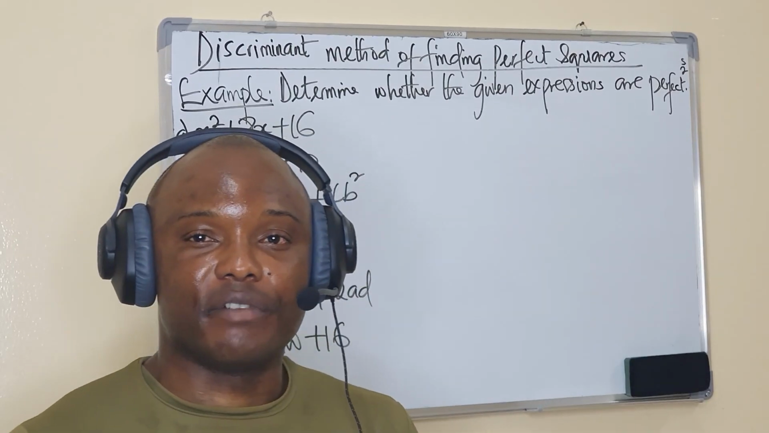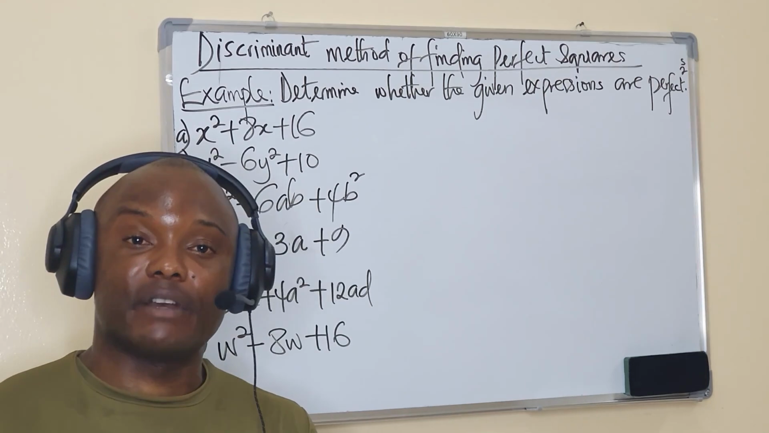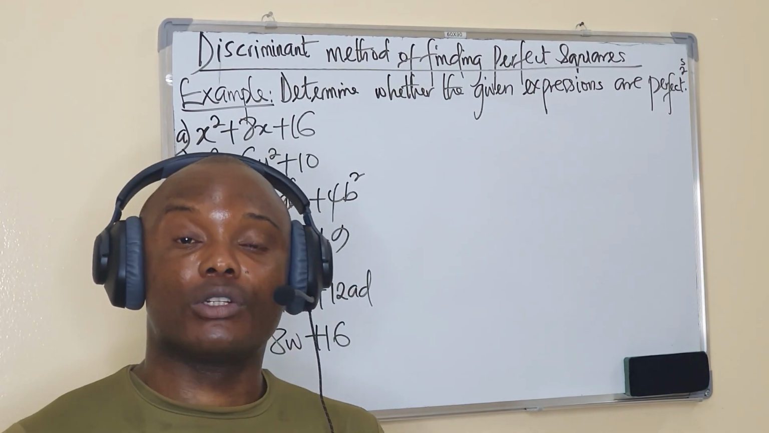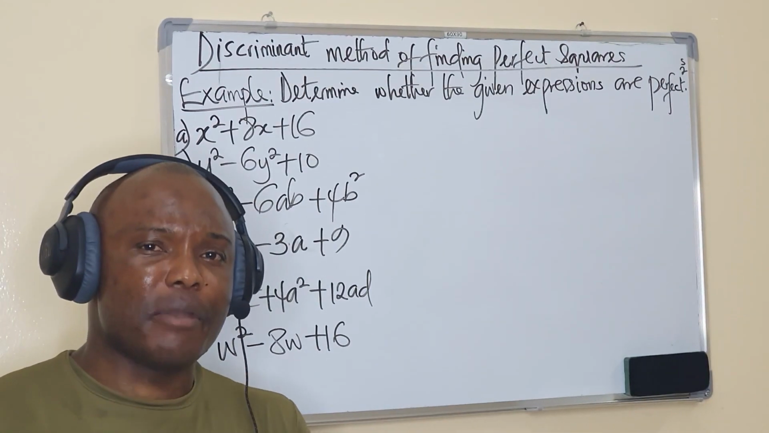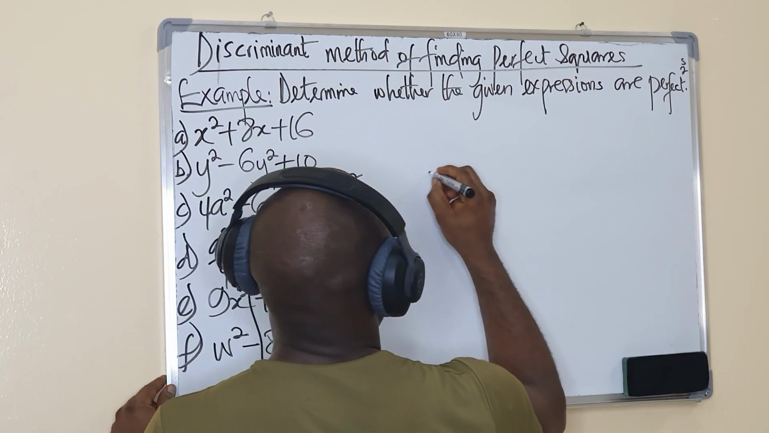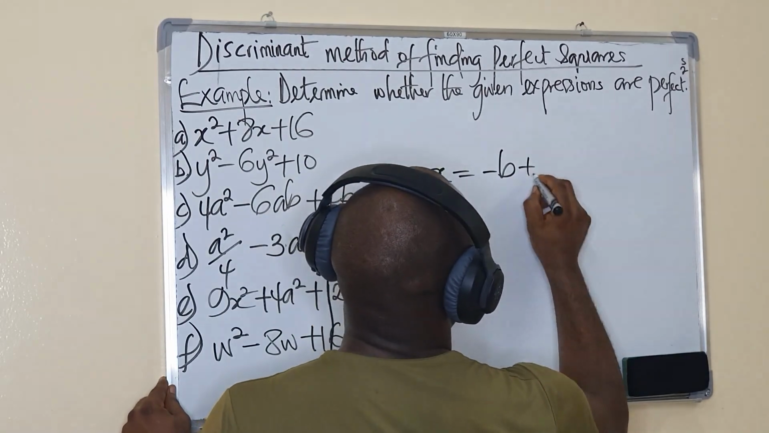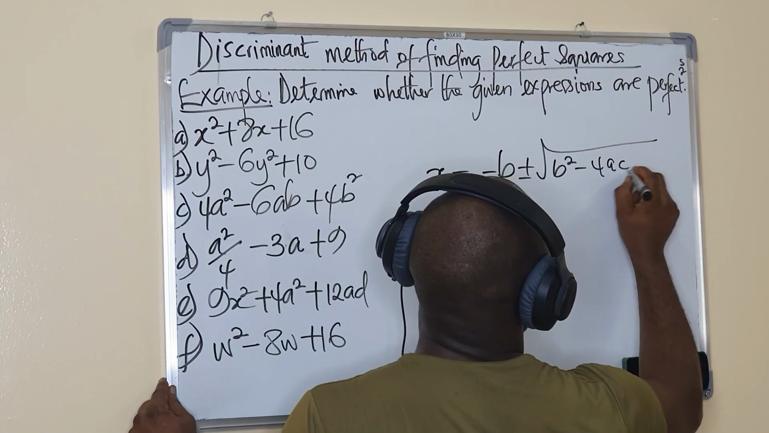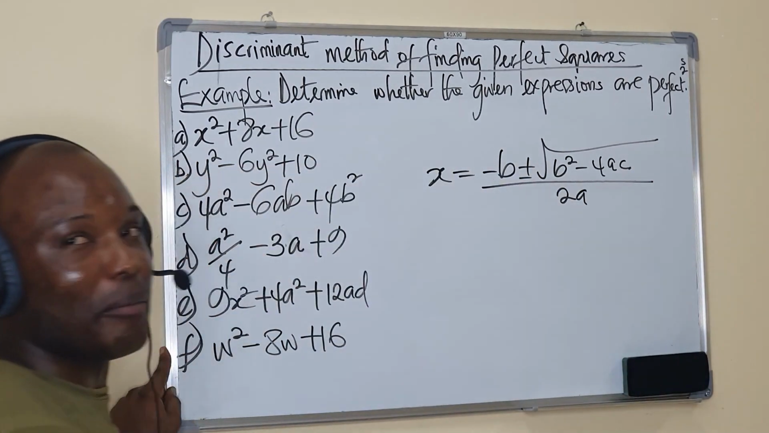One other way to find out whether a particular quadratic expression is a perfect square or not is through the use of a method called the discriminant method. Do you still remember the formula method of solving quadratic equations, where we have x is equal to minus b plus or minus square root of b squared minus 4ac all over 2a?